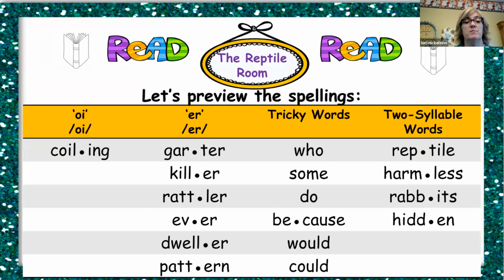So let's preview some spellings. The oi as in coiling, the er as in garter, killer, rattler, ever, dweller, pattern. Our tricky words: who, some, do, because, would, and could. Our two-syllable words: reptile, harmless, rabbits, and hidden.